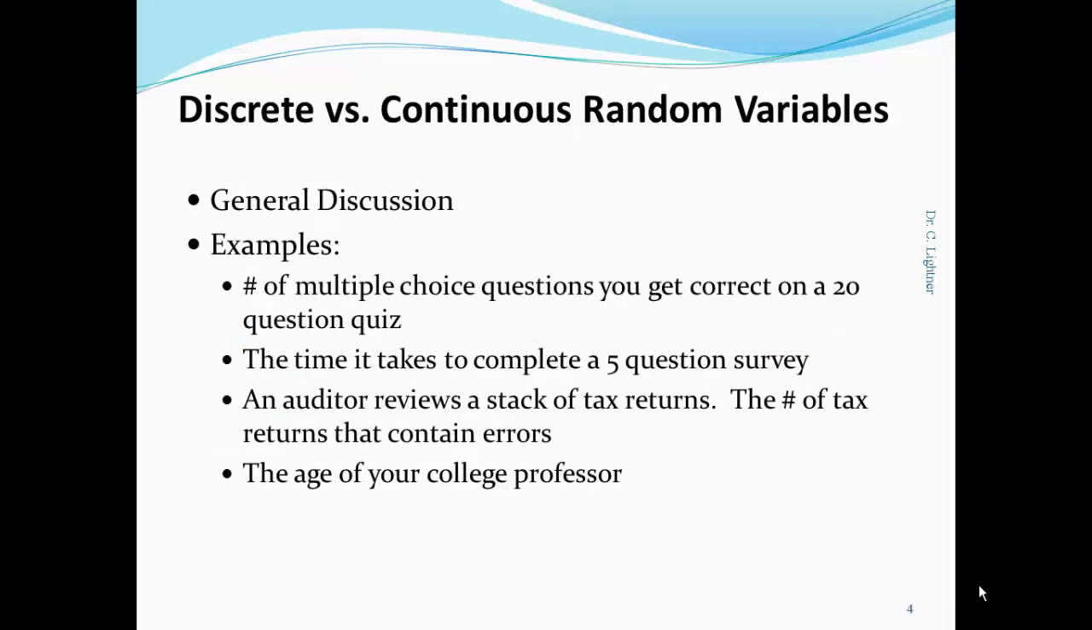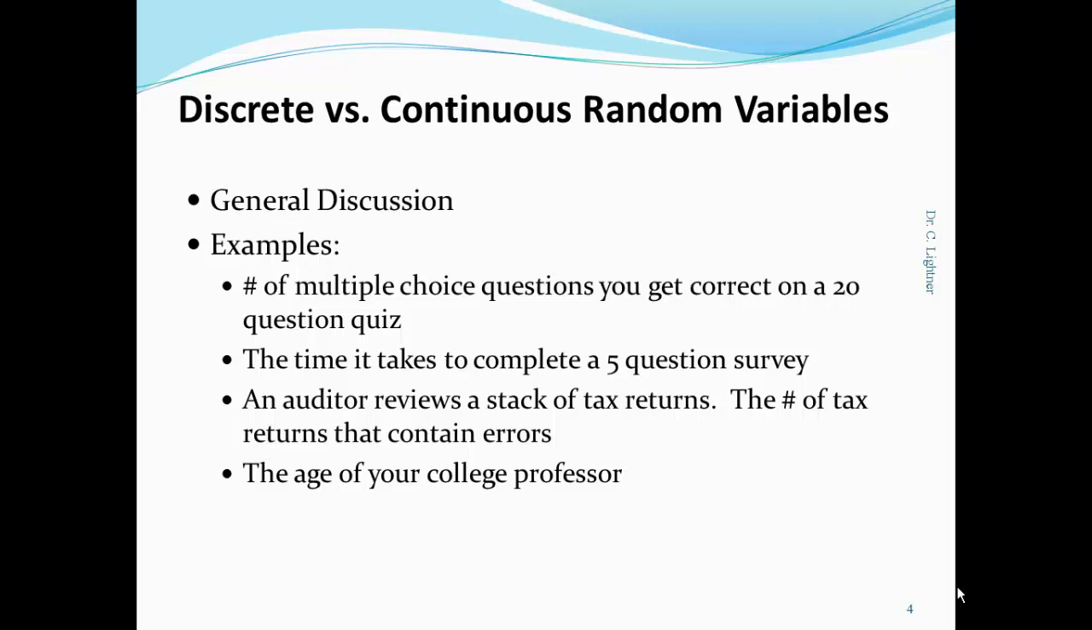Let's go through a few more examples to make sure that we could differentiate between discrete versus continuous random variables. For the first example, the number of multiple choice questions you get correct on a 20-question quiz. Would this random variable be considered a discrete or a continuous random variable? If you answered discrete, you're correct. A person could get 0, 1, 2, 3, 4, 5, up through 20 questions correct on a multiple choice quiz.